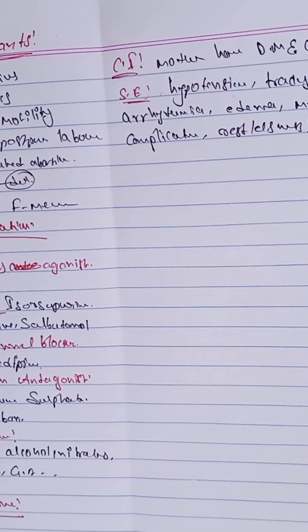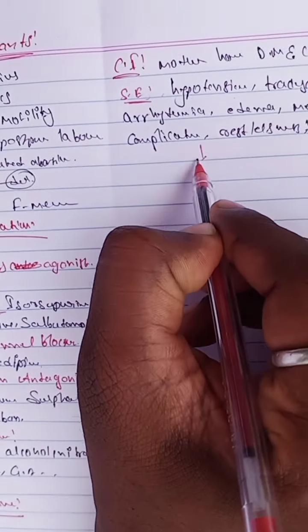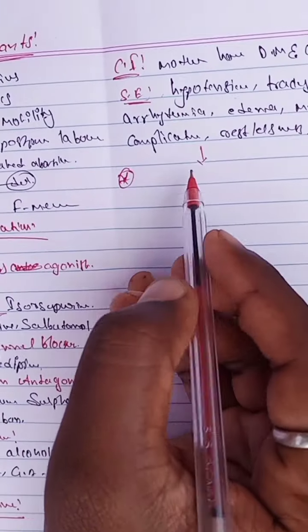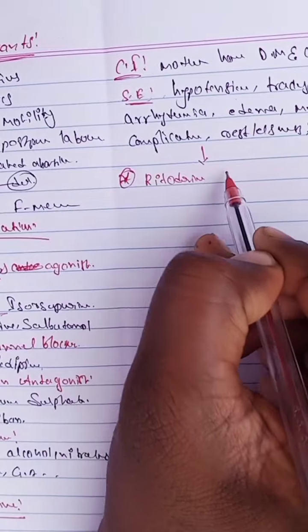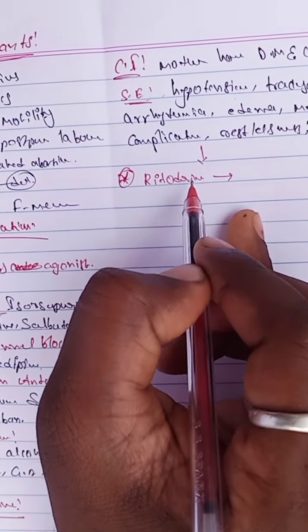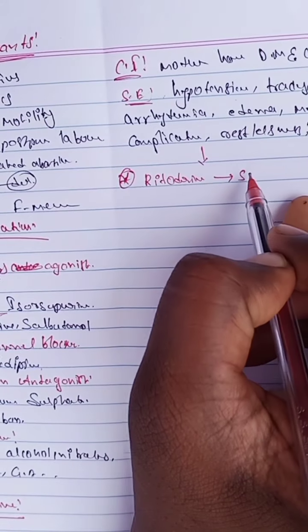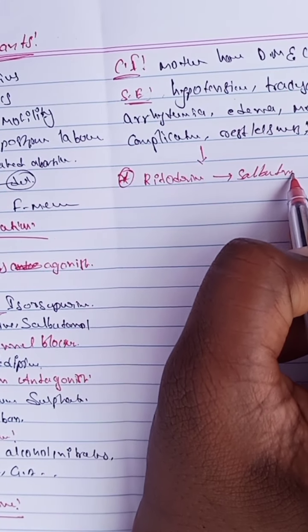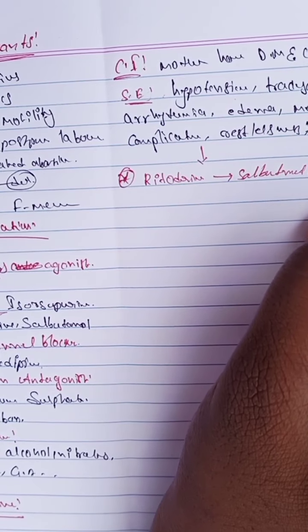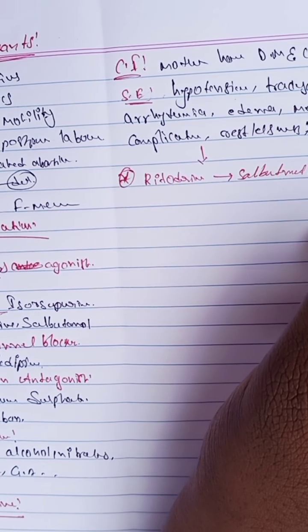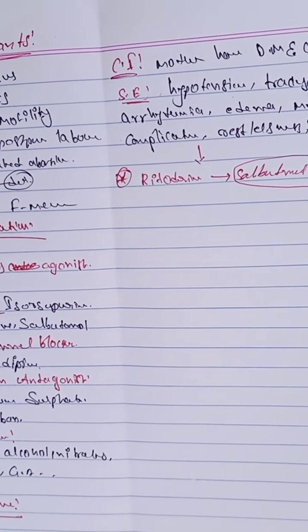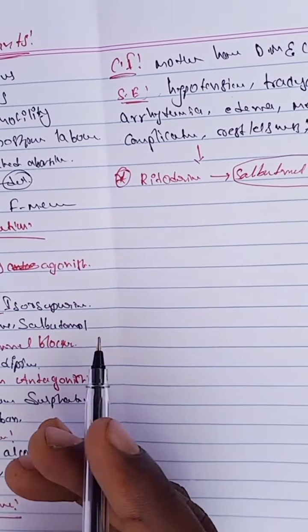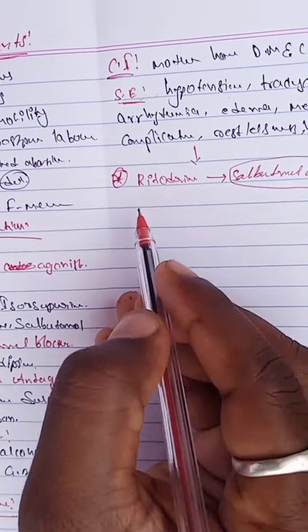And this is a star mark point here. The alternative drugs to ritodrine: in place of this drug, we are using salbutamol and terbutaline. These two drugs we use as replacements for ritodrine. These drugs are also used as uterine relaxants.